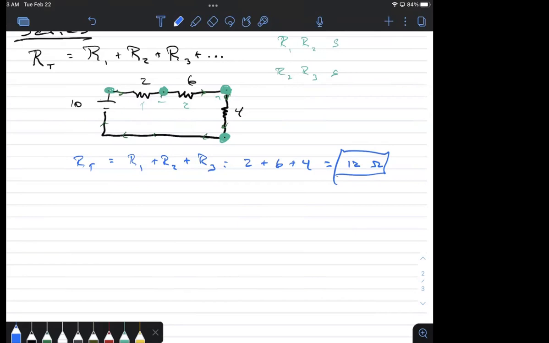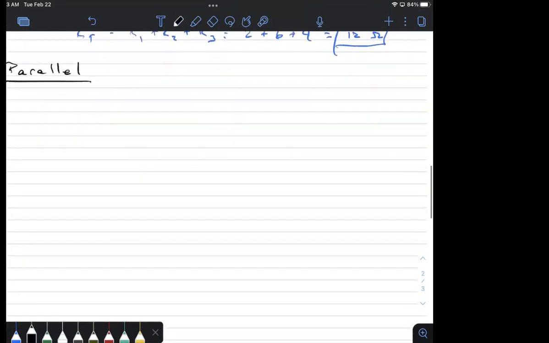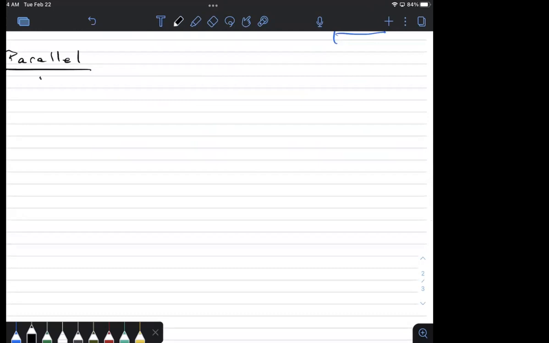All right, well, that was the easy guy. The other one, parallel, this one's not quite as straightforward, unfortunately, but it's not bad. The rule is what it is. And the rule for parallel says this: 1 divided by the total resistance in parallel is equal to 1 divided by the first resistor plus 1 divided by the second resistor, and so on.